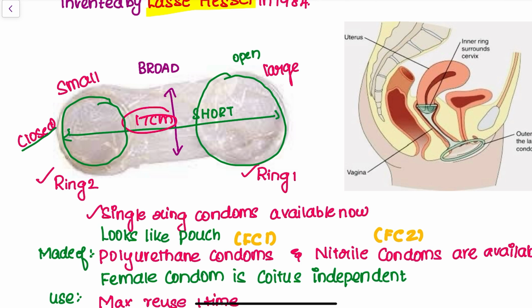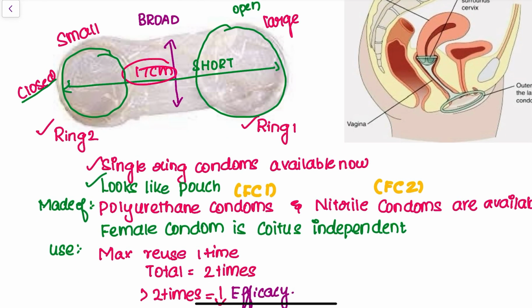The length of this female condom, which is similar to a pouch, is about 17 centimeters, and in contrast to the male condom, which is narrow in nature, the female condom is broad. It looks like a pouch. So it is 17 centimeters in length and broad in nature. It has two rings. One end is a large, open ring, and the other end is a small, closed ring. In contrast to the male condom, there is no pointed end in the female condom. Clear? Single ring condoms are also available now, and at the same time, double ring female condoms look like a pouch.